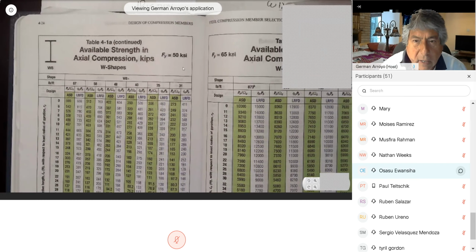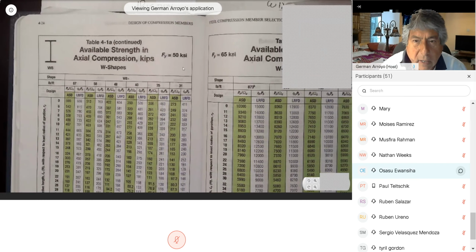And in this table, you have to go with the weak axis. All of these are for the weak axis. Even if the strong axis controls, you always start with the weak axis, but most of the time, the weak axis controls. But this table, if you look at what I have in here, W8, this table is for W8.